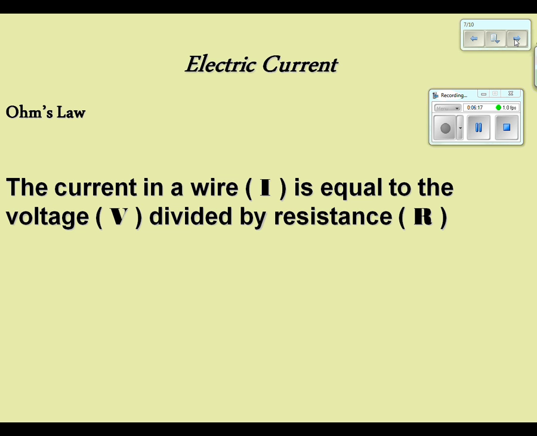The more resistance there is, the less current. The greater the voltage, the greater the amount of energy, the more current there is. Do you guys have to write that down or no? It's there. It's there? Excellent.